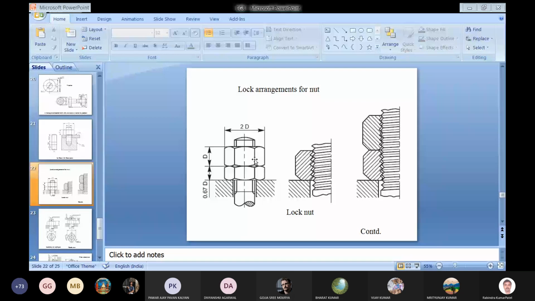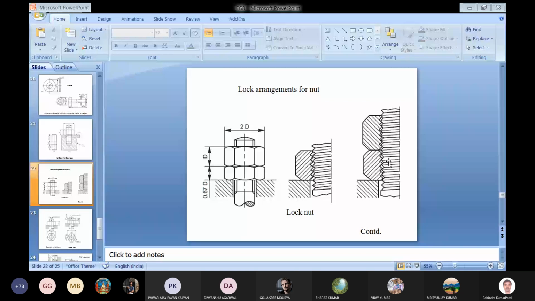Locking arrangement is like that: we have two nuts together like this. One nut will act as a normal nut, the other nut will act as a lock nut. In this arrangement, you can see the section has been shown. The lower nut presses the shank of the bolt, and the upper nut pulls the shank of the bolt in the upward direction. So both have the tendency.